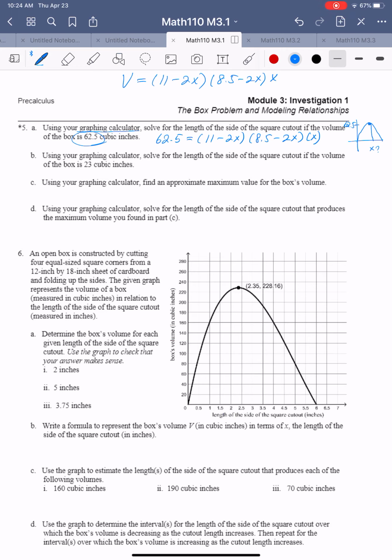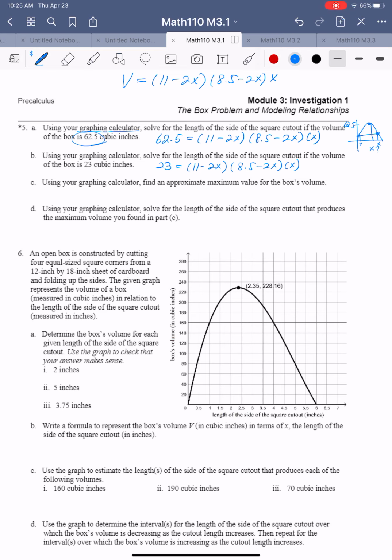Part B, same thing as A: use your graphing calculator to solve the length of the side of the square cutout if the volume is now 23, equal to 11 minus 2x times 8.5 minus 2x times x. And then you'll see that too. Now 23, but there are two places for 23. About 23 is right here, so it could be this x and this x. So here or here. You'll see two places of x that give you the volume of 23.